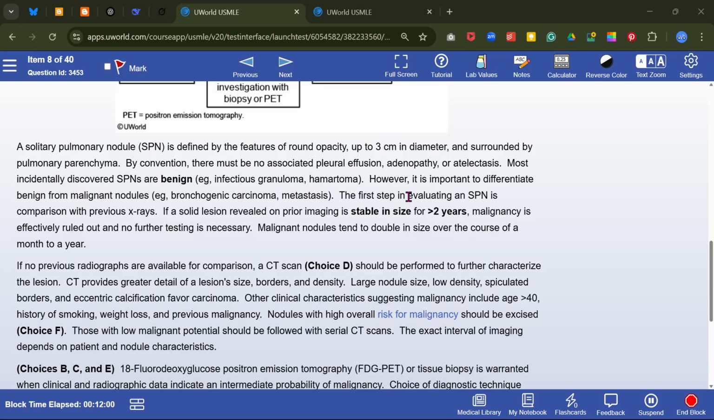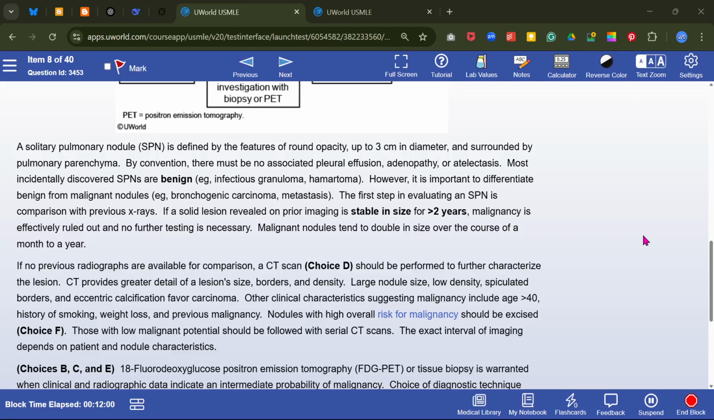If no previous radiographs are available for comparison, HRCT should be performed to further characterize the lesion. CT provides greater detail of a lesion's size, border, and density. Large nodule size, low density, spiculated border, and eccentric calcification favor carcinoma. Other clinical characteristics suggesting malignancy include age more than 40, history of smoking, and weight loss.